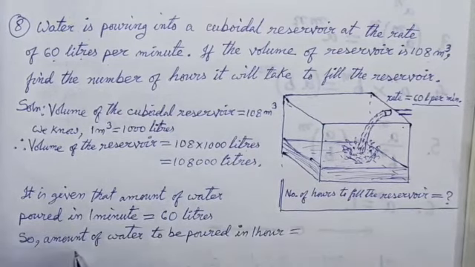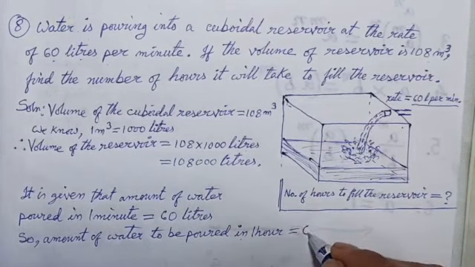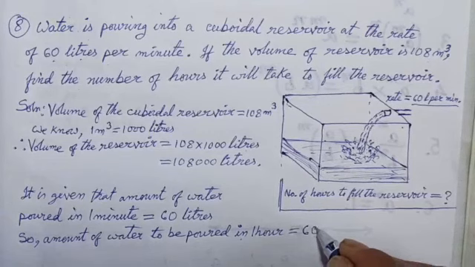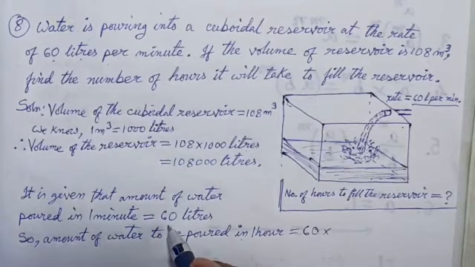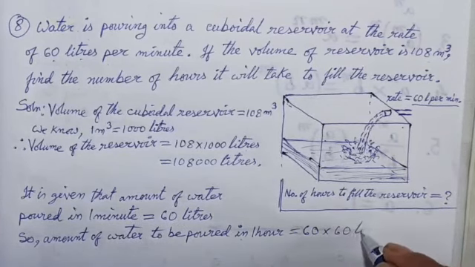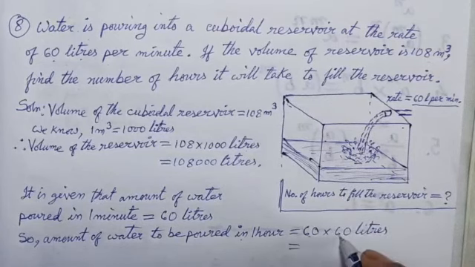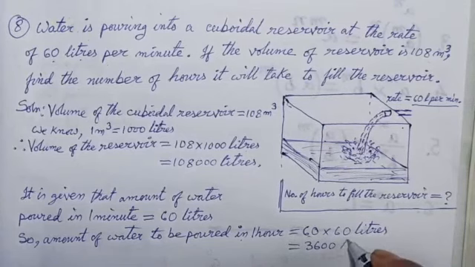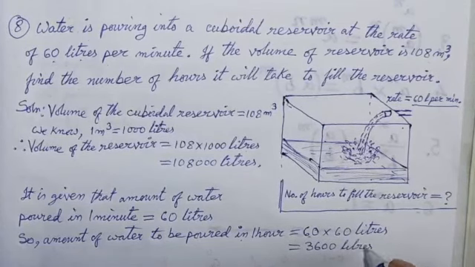So the amount of water to be poured in 1 hour. In 1 hour there are 60 minutes. So this 60 will multiply the amount of water poured in 1 minute, that is 60 liters. So 60 into 60 liters. If we multiply, then 6 times 6 is 36. Then 2 more zeros. So 3600 liters is getting.